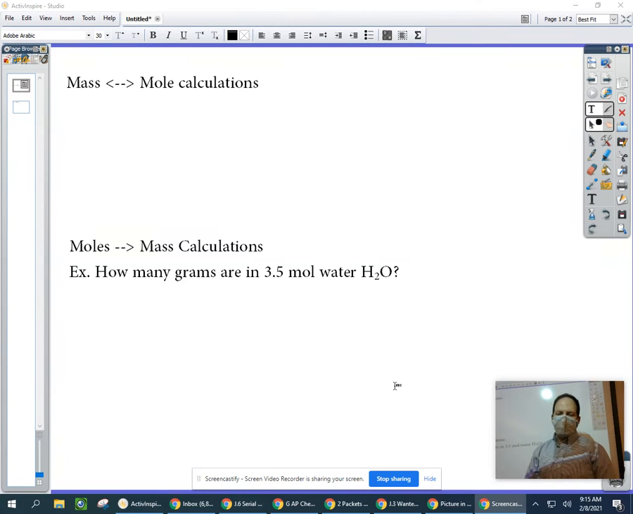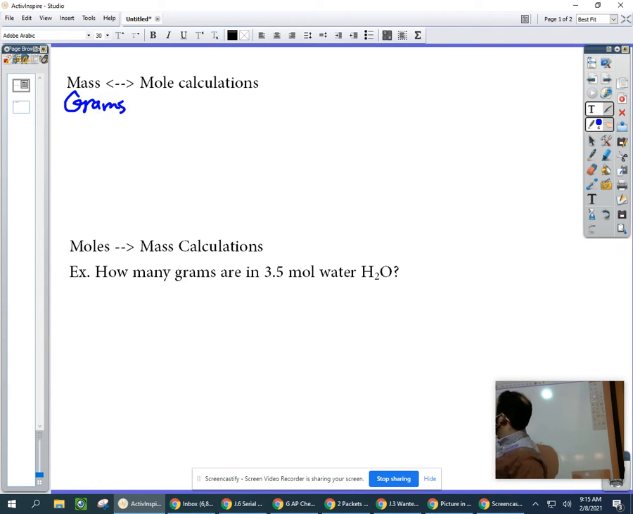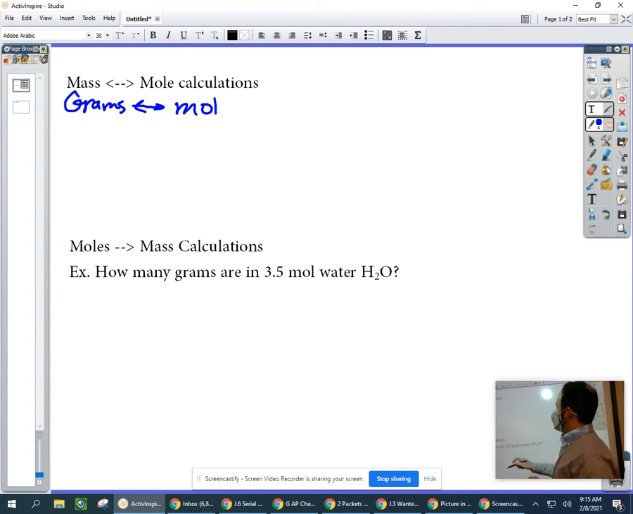Hi everybody, this video is going to be about how to convert back and forth between mass and moles. And remember that the unit that we're usually using for mass is grams. So really it's about how to go back and forth between grams and moles. So g and mol as a unit. All right, the way we're going to do this is to use molar mass.